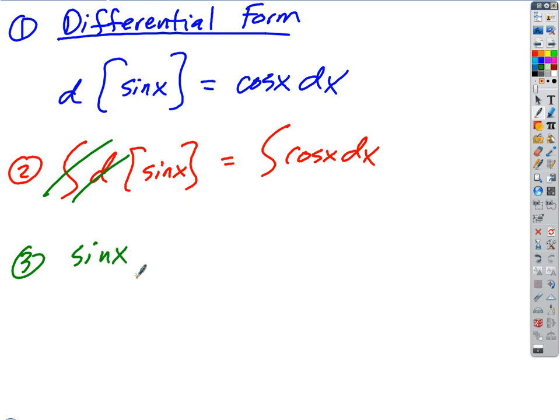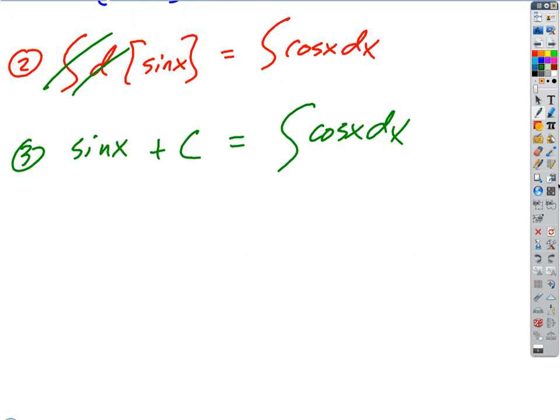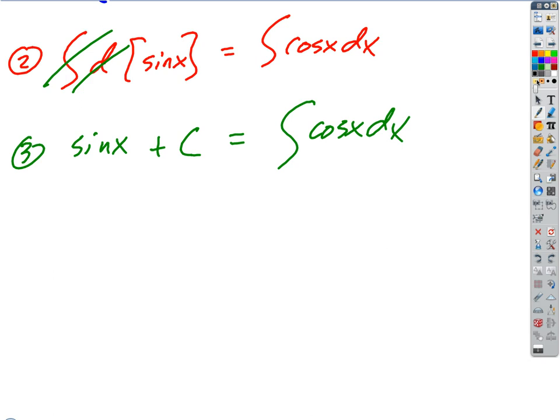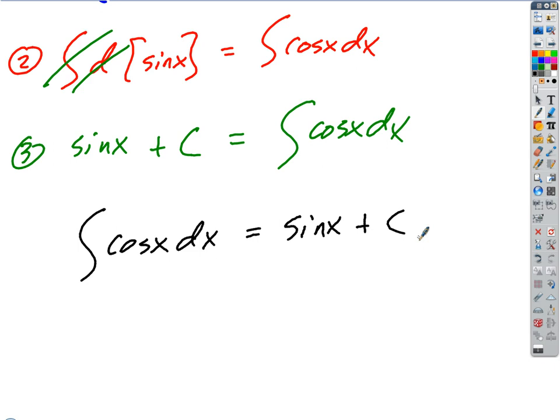sine x, but what do I have to include if I'm doing an antiderivative? Right, it's giving me back a general solution, a family of curves, plus c every time. Nothing more complicated than that. I'll flip that around so it's more conveniently written, but this is my antiderivative rule. The antiderivative of cosine x dx equals sine x plus c.